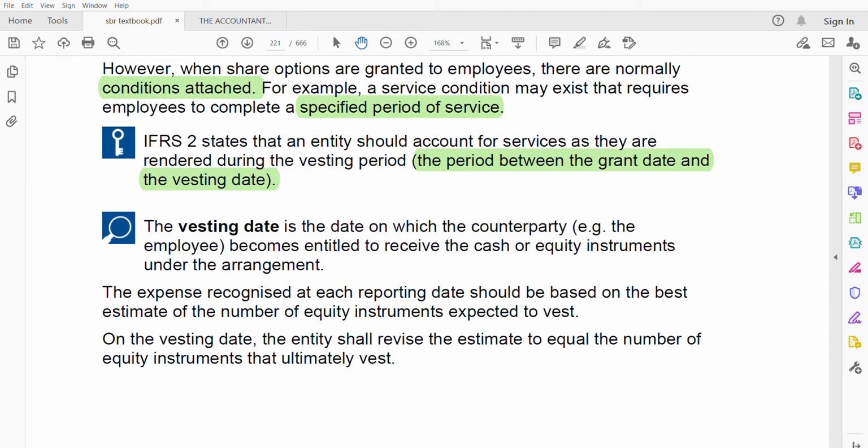What is the vesting date? It is the date on which the counterparty, the employee for example, becomes entitled to receive the cash or equity instruments under the arrangement. That day the employee will receive the cash or equity instruments. So you need to recognize an expense. Expense needs to be recognized for that. It's an expense for the company. You are giving shares and share options. Employees are receiving, but you are losing out.